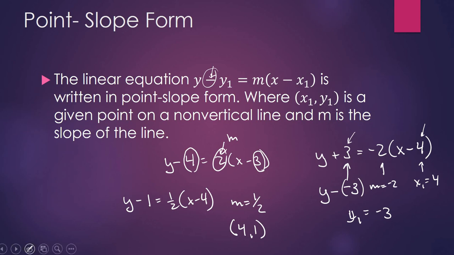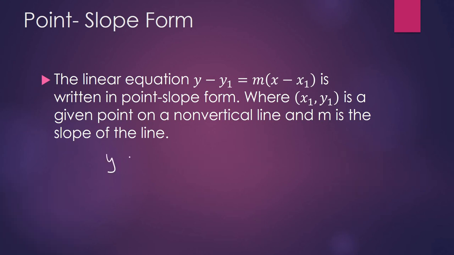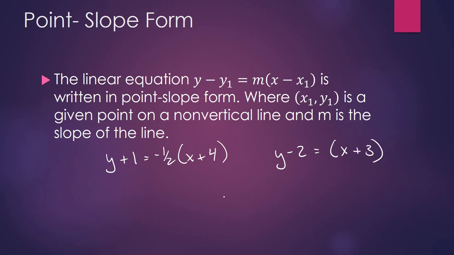I'm going to erase the ink on this side, so copy all that down, and then we're going to do one more. Actually, we'll do two more. So y plus 1 equals negative 1/2 times x plus 4, and y minus 2 equals x, no, we'll use a plus there, x plus 3. So what is my x sub 1, y sub 1? What is the point that this line goes through, and what is the slope?